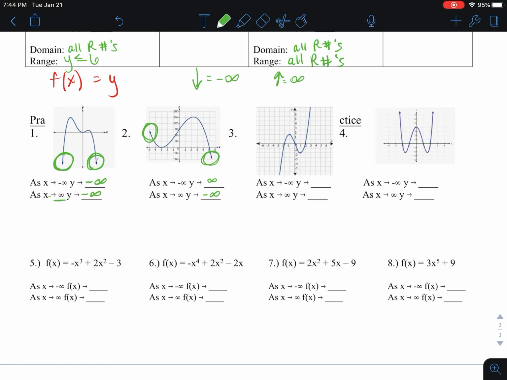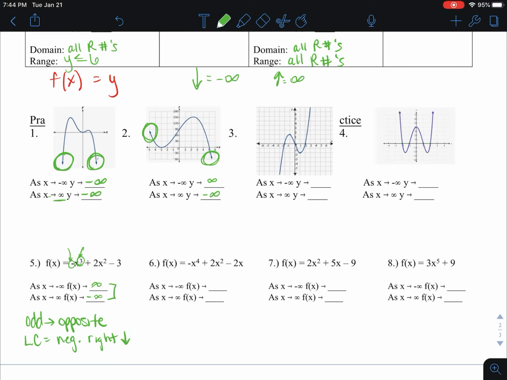Okay. All right. I'm going to skip down to number 5. Let's look at it just from the equation. So the two things I'm looking at are degree and leading coefficient. Okay, so the degree is 3. So this is an odd degree, which means the ends are going to be opposite. So I know my two answers have to be different. My leading coefficient is negative, so I know the right-hand side goes down. So the right-hand side goes down to negative infinity. They have to be opposite, so that's positive infinity.